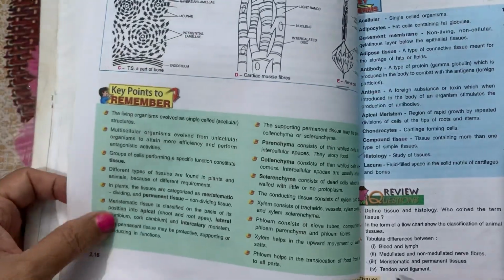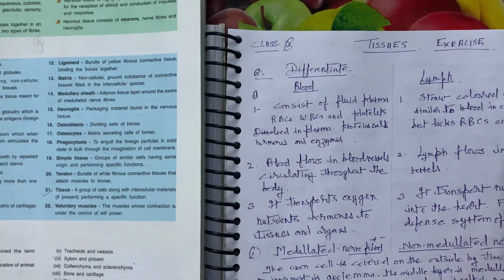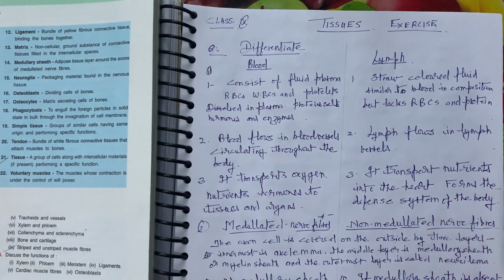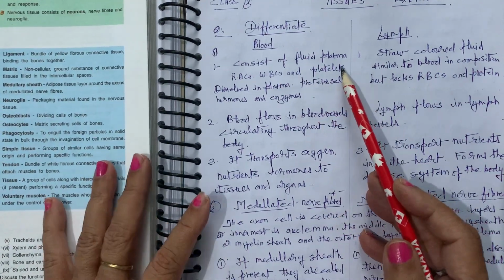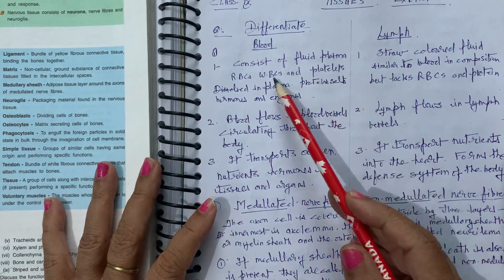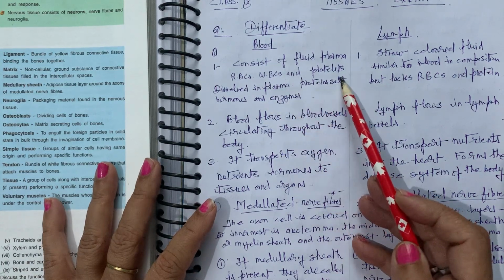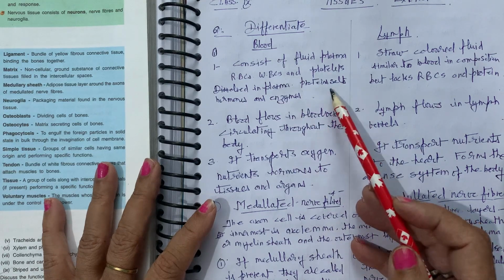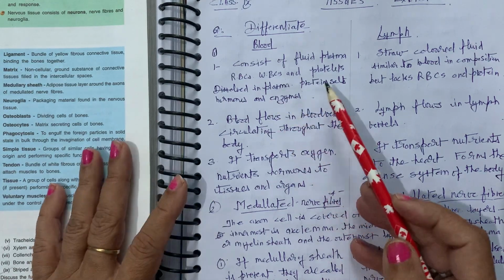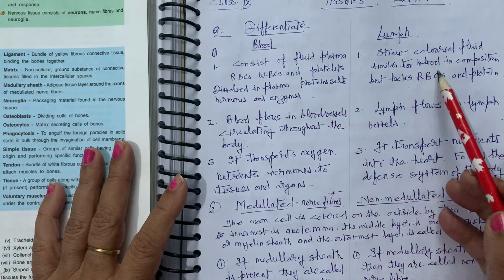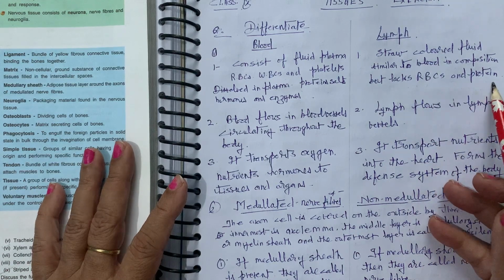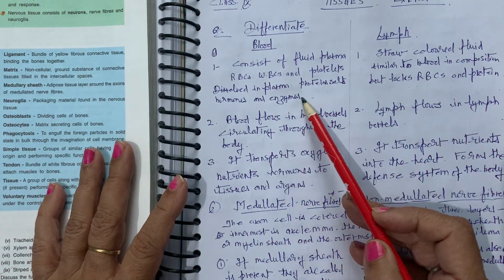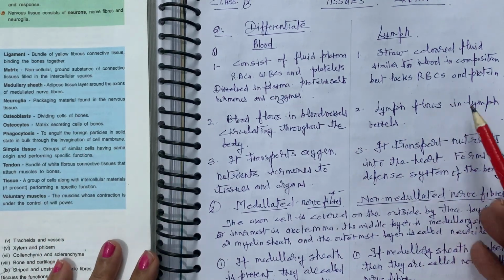Now here, tabulate differences between blood and lymph. Blood consists of fluid connective tissue that forms fluid plasma, and RBCs, WBCs, and platelets are dissolved in the plasma. Proteins, salts, hormones, and enzymes are present in the plasma portion. Whereas lymph is a straw-colored fluid similar to blood in composition but lacks RBCs and protein. RBCs and proteins are present in blood. In lymph, RBCs and proteins are absent.